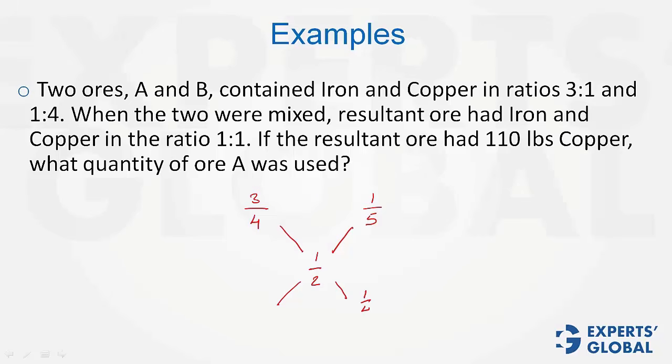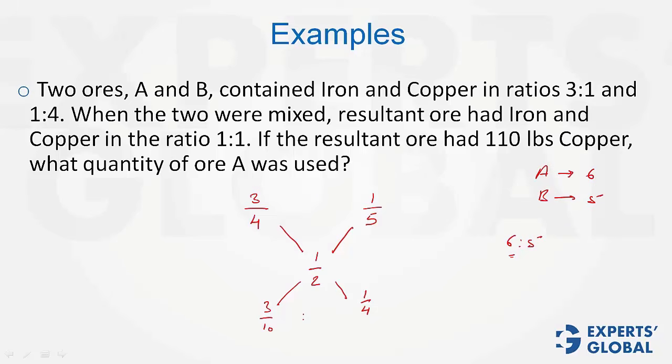Don't worry about the sign. The difference is 1/4, 1/2 and 1/5. The difference is 3/10. To get rid of the denominators, we multiply both the fractions with 20. We get 6:5. Now please understand, this 6:5 is the ratio of total quantity, A versus B. That means if 6 units of A were used, 5 units of B were used.